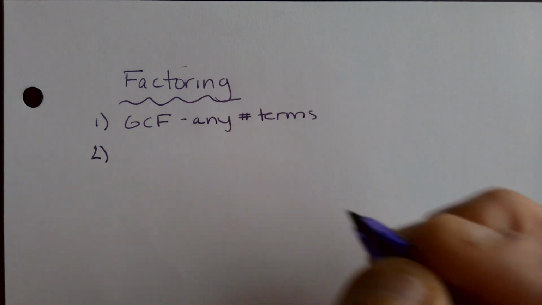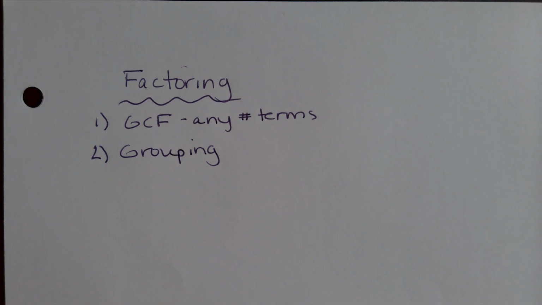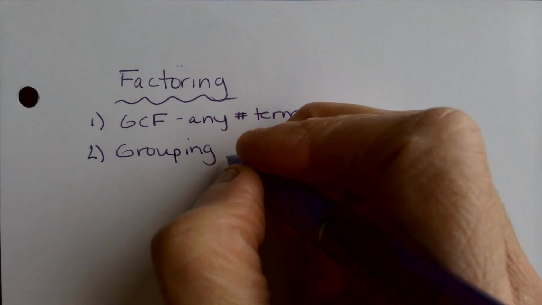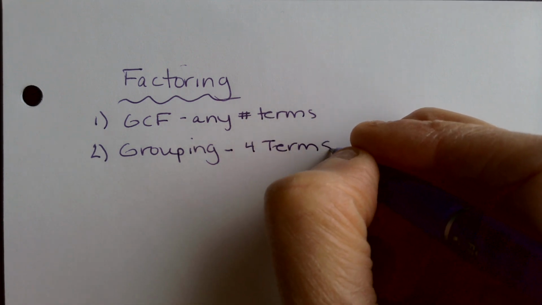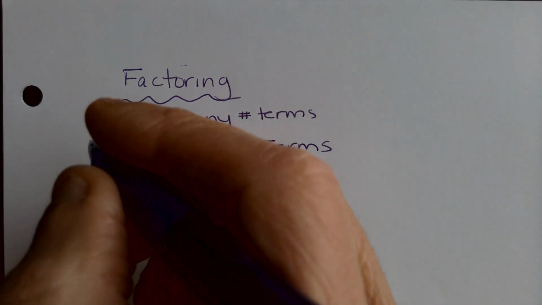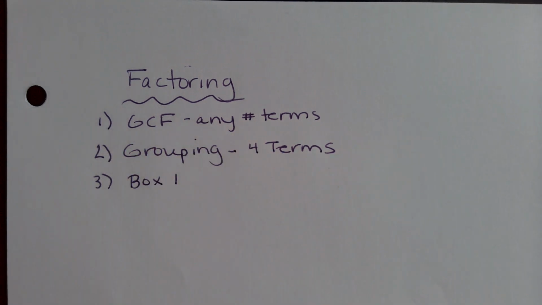Number 2, we did grouping. We specifically learned the grouping method when there were how many terms? 4 terms. Number 3, we learned box 1. Again, the title box 1 is something Mrs. Silva made up, so you won't find anything if you search for it. It's just a simple way to help you think of a certain process when we talk about box 1.